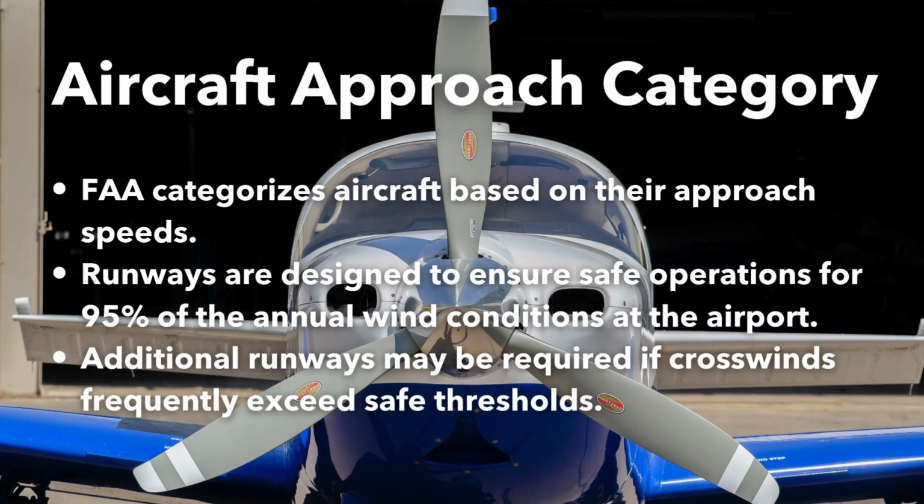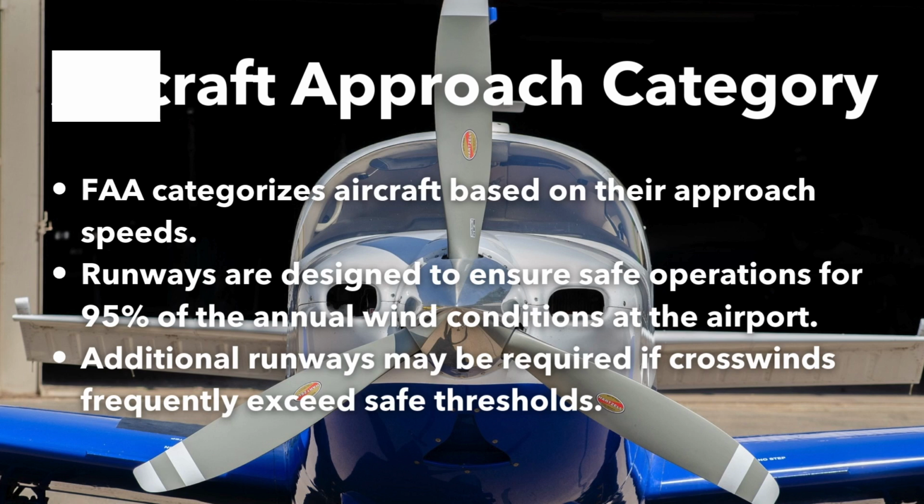The Federal Aviation Administration categorizes aircraft into aircraft approach categories, which are based on the airspeed at which they approach the runway. These categories help airports design runways that meet the safety needs of different types of aircraft. FAA guidelines require that runways accommodate safe operations for at least 95% of the annual wind conditions at an airport. If prevailing winds often create crosswind conditions that exceed safe thresholds, the airport must be designed with additional runways to maintain safe operations.